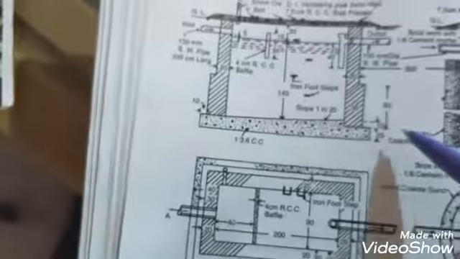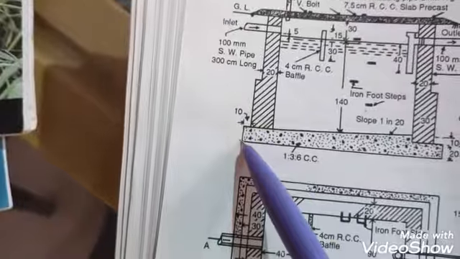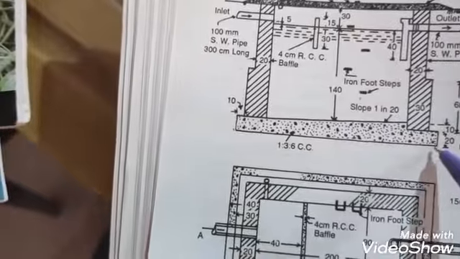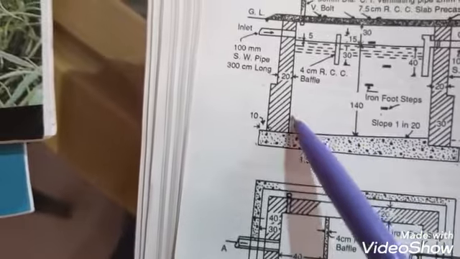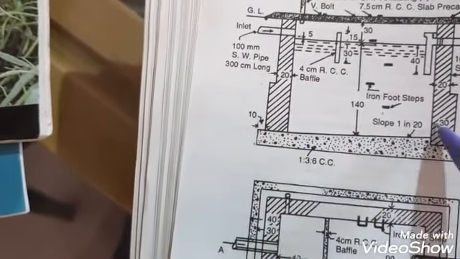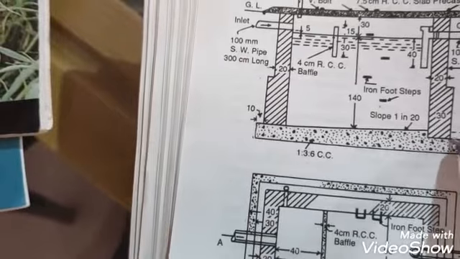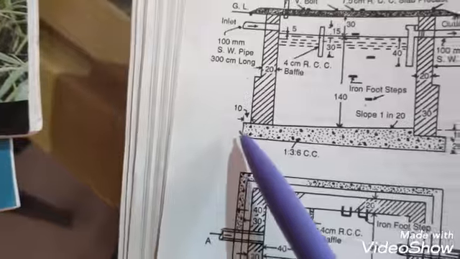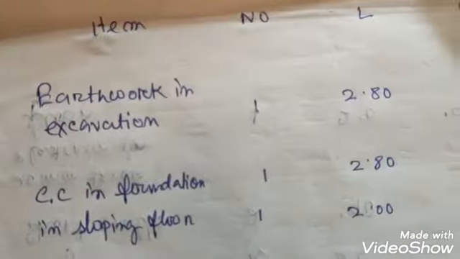So for that we'll have to take a look at this drawing carefully. What is the breadth from this point to this point? Sorry, what is the length from this point to this point? Inside it is 2 meter, this is 30, this is 30. So 2.6 from here to here. This is 10, this is 10. So ultimately from this point to this point it is 2.8. So the length is 2.8.